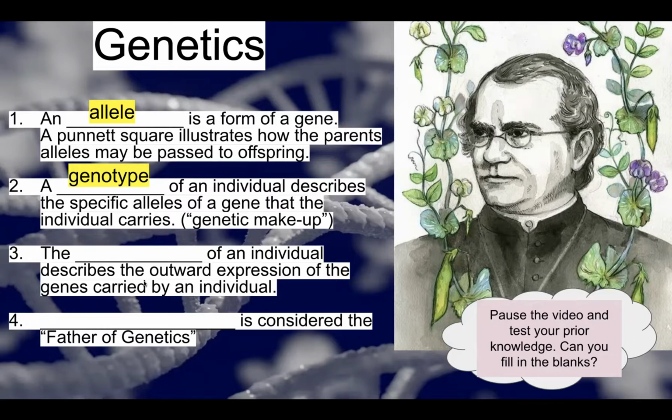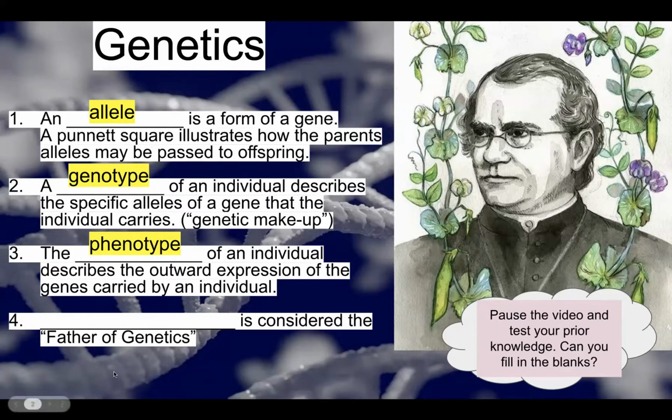Question number 3, the blank of an individual describes the outward expression of the genes carried by an individual. So if the genotype is the genetic makeup, what do you think the answer is for number 3? And hopefully you guys said the phenotype. And an easy way to remember that is the phenotype is simply the physical appearance of an individual. And phenotype and physical both start with the same letter P. So again, phenotype is just the physical appearance.